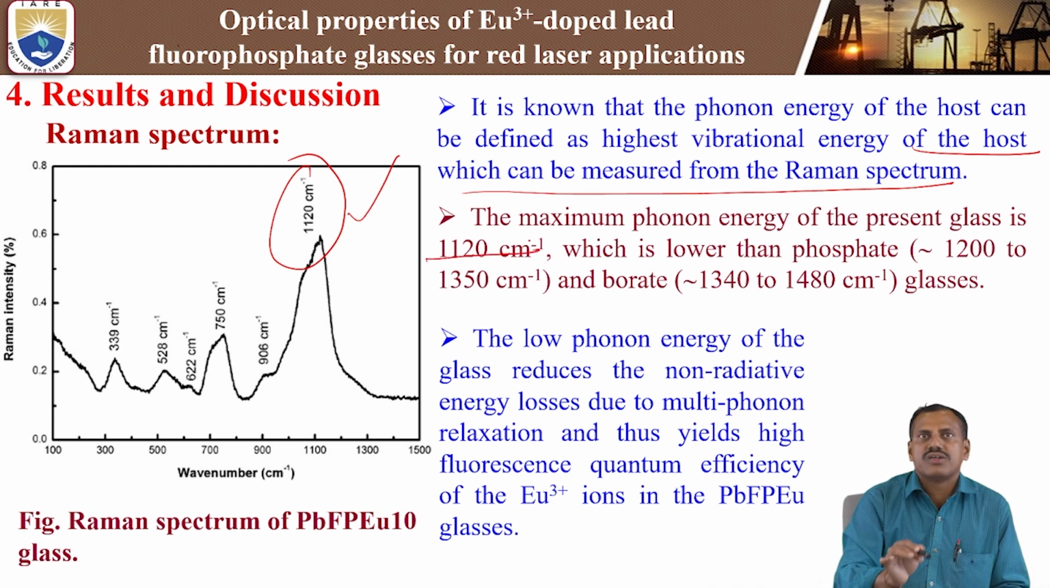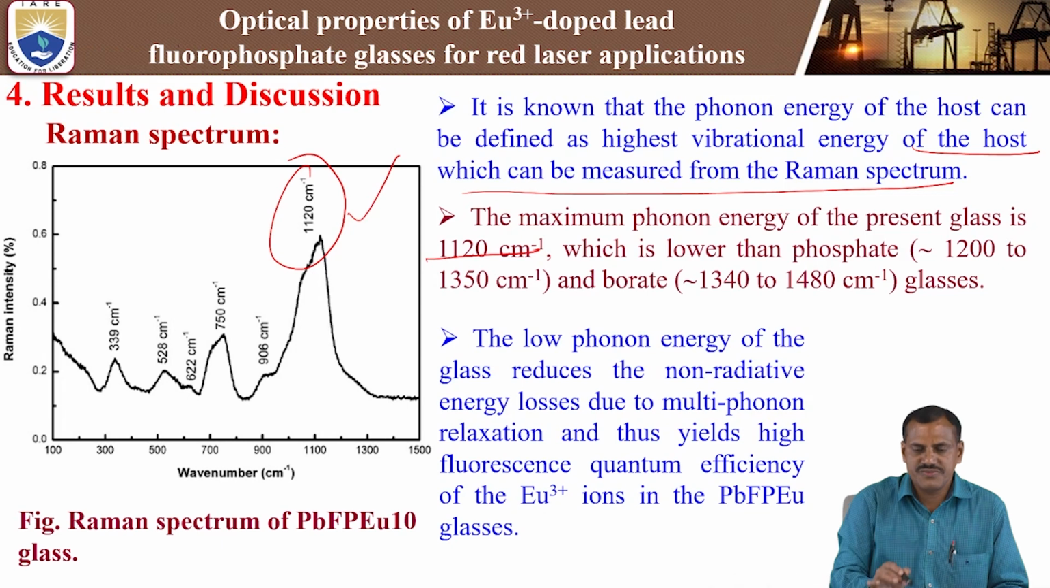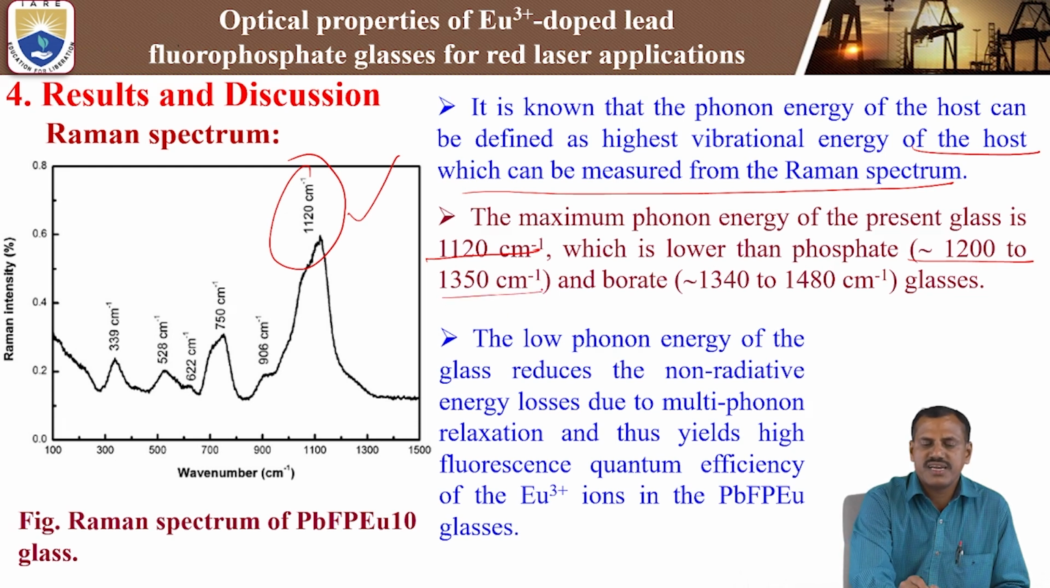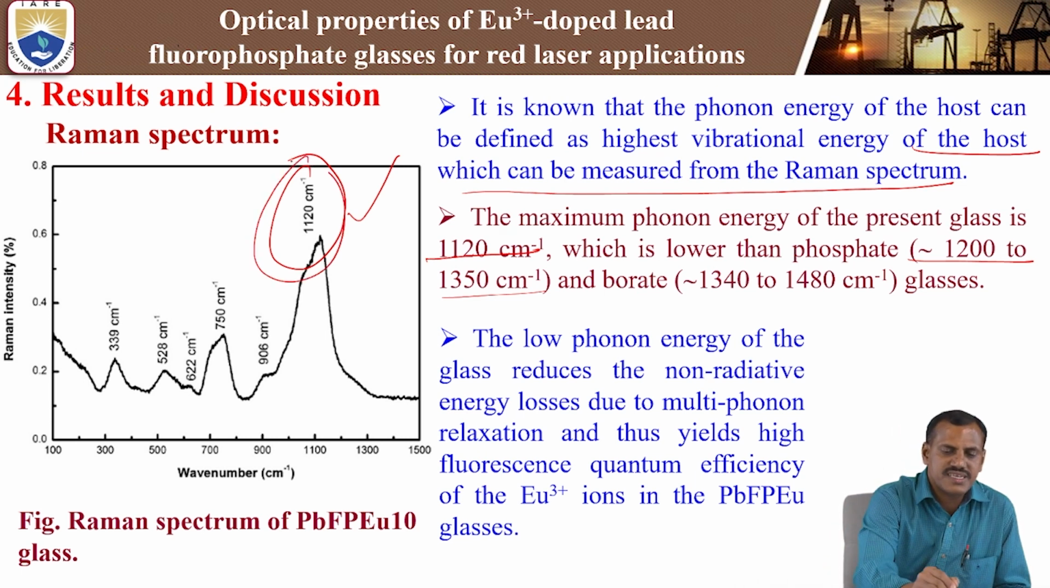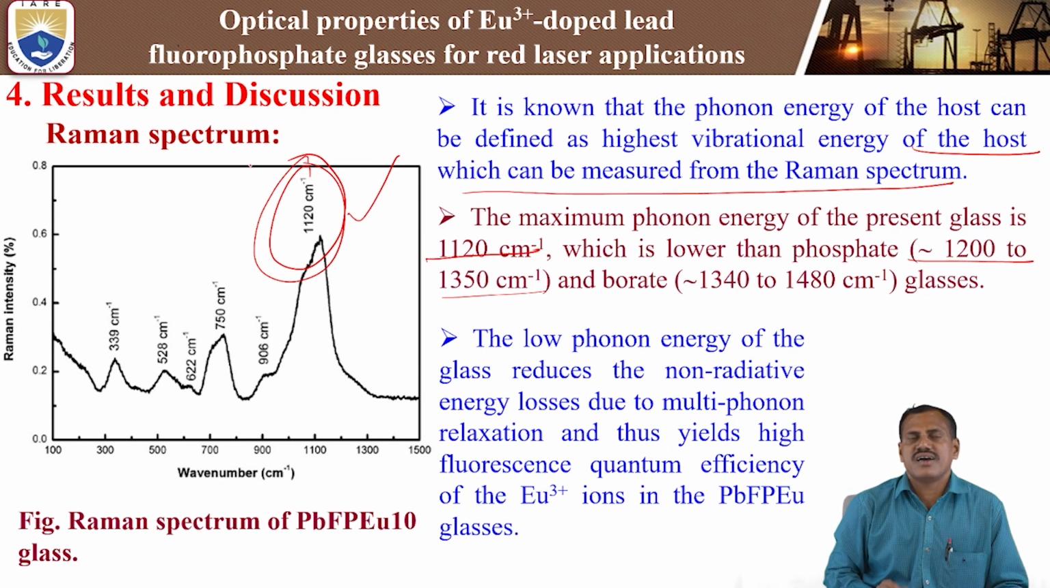It shows 1120 centimeters inverse, which is lower than phosphate glasses. Phosphate glasses have 1200 to 1350 centimeters inverse. Next, borate glasses have 1340 to 1480 centimeters inverse. But in the fluorophosphate glass, we are getting less than that of phosphate and borate. Our present study glass is europium triple-doped lead fluorophosphate glass. So we are getting the vibrational band or phonon energy band at 1120 centimeter inverse.